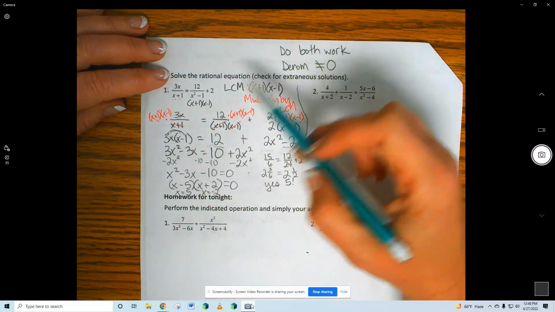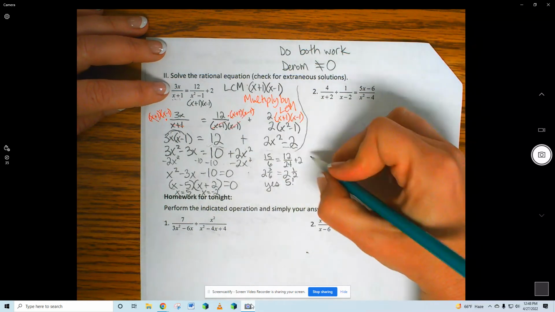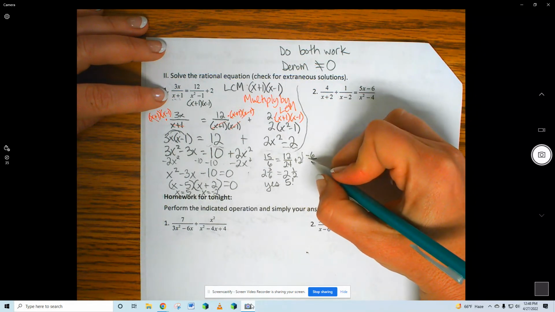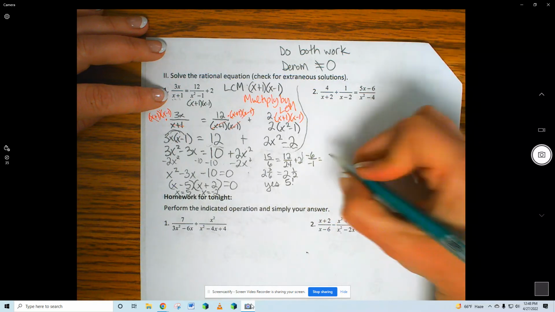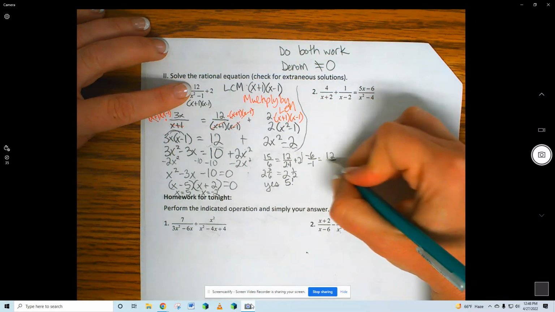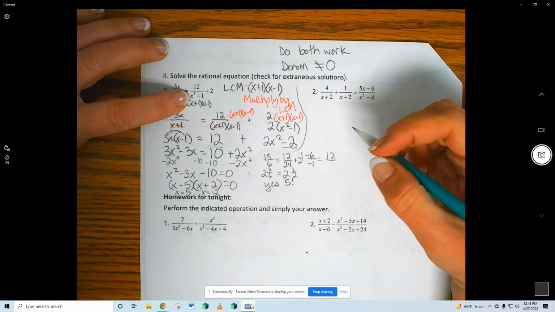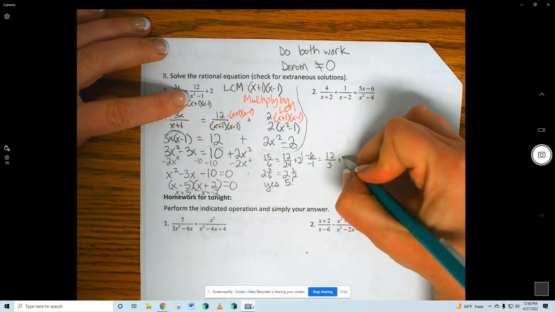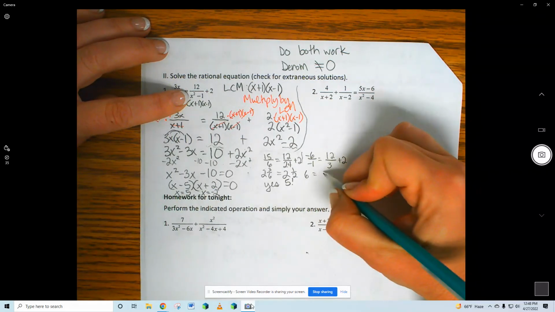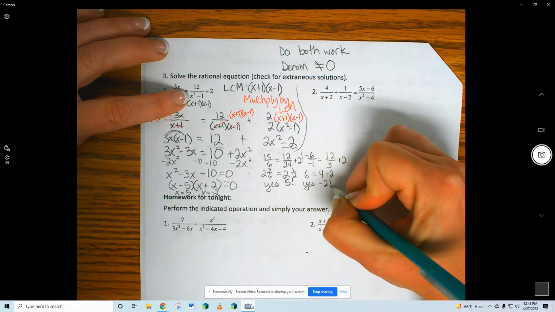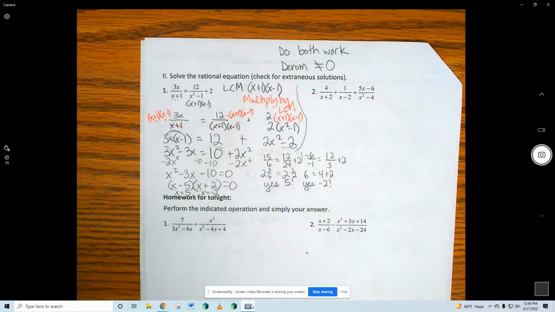Okay. 3 times negative 2, negative 6, over negative 2 plus 1, negative 1. Checking negative 2. 12 over negative 2 squared is 4, minus 1 is 3, plus 2. Does 6 equal 4 plus 2? Yes. Negative 2 works. So there are no extraneous solutions. This works.